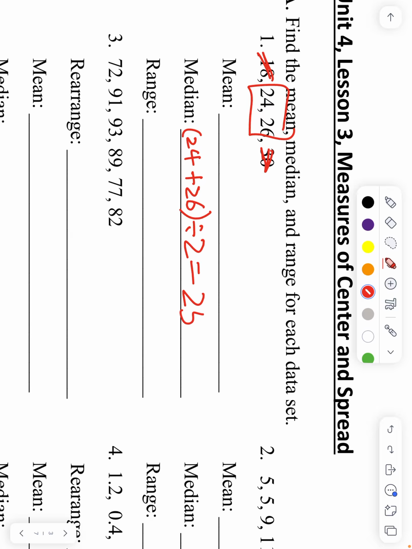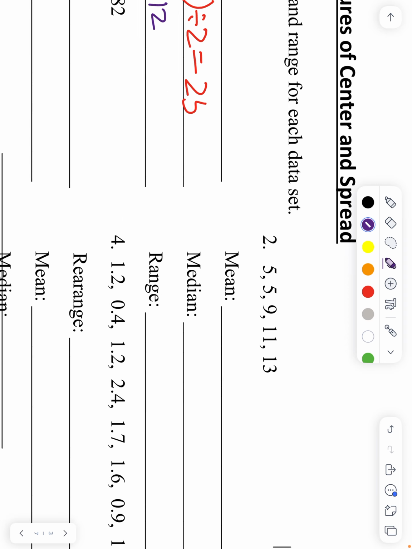And the range, what is range? Range is the biggest number subtract the smallest number. The biggest is 30, subtract the smallest, 18. So the range is 12. Okay, second one.